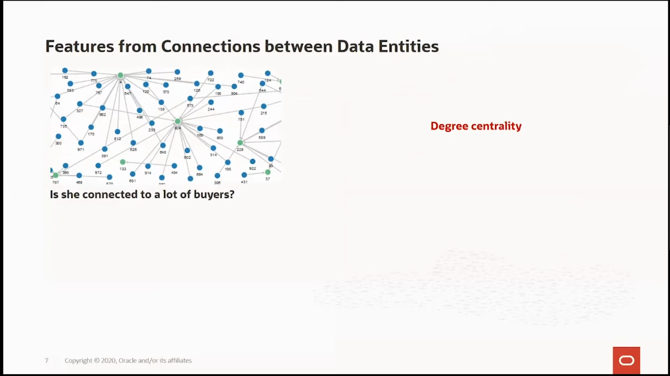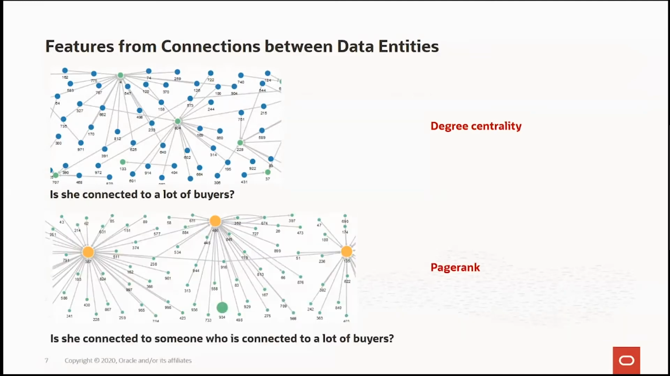That's a simple question you can ask by running a graph algorithm on a graph representation of your data. And that counts the number of edges connected to a particular vertex. So if she's connected to a lot of buyers, maybe she's likely to buy this product. That's the degree centrality algorithm.